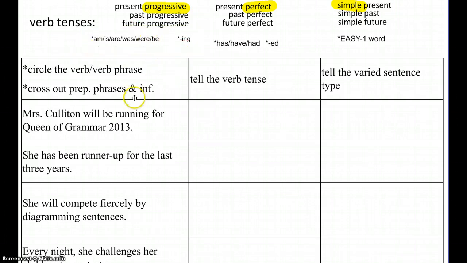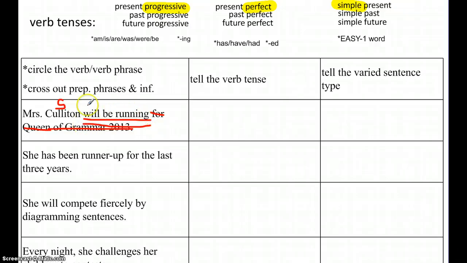All right, so what we did in class is we started by going through our typical process of trying to figure out what we can get rid of. And so in the first sentence, Mrs. Culleton will be running for Queen of Grammar 2013. So we get rid of our prepositional phrases, for Queen. Actually, it's for Queen of Grammar, that whole phrase. And what we're left with is Mrs. Culleton will be running. So Mrs. Culleton is a subject, and our verb phrase is will be running.